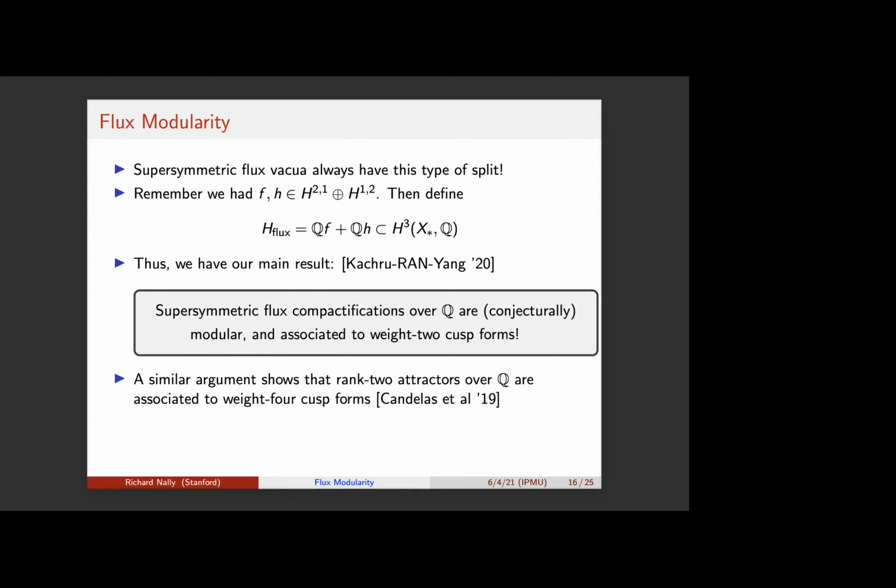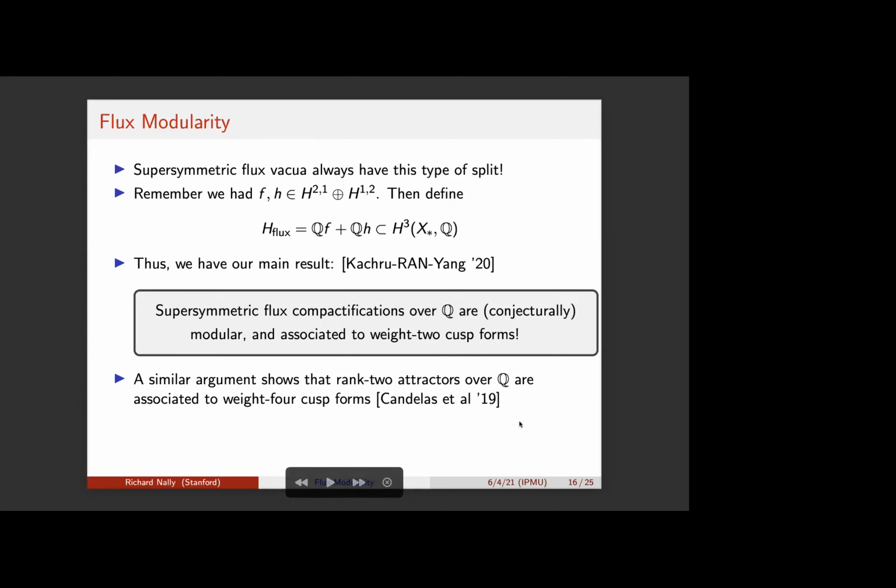And this is a very good point to mention that a similar argument shows that rank 2 attractors over Q are associated to weight 4 cusp forms. But for this talk, we're going to be talking about flux modularity. So we'll be interested in examining whether supersymmetric flux compactifications over Q really are modular.